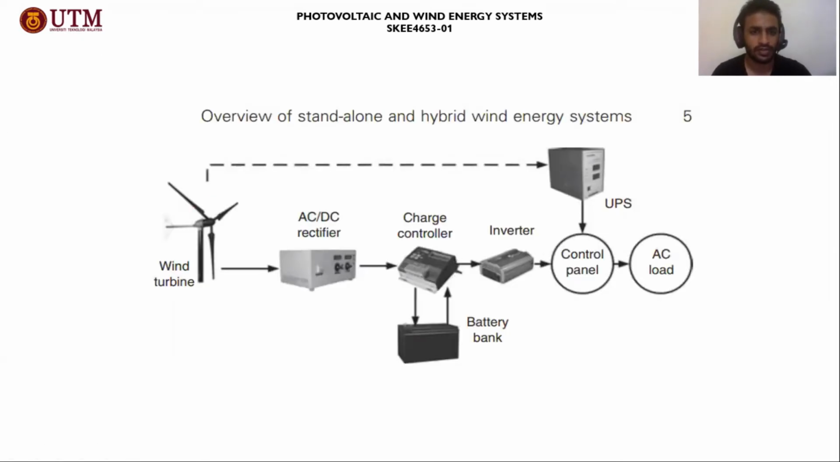This is the overview of the standalone wind energy system. We have the wind turbine, connected to an AC to DC rectifier. We have a charge controller here because there will be charge and discharge states between the charge controller and the battery bank. Then it's connected to an inverter to convert from DC to AC. And then we have the UPS, the uninterruptible power supply, in order to generate high quality power.